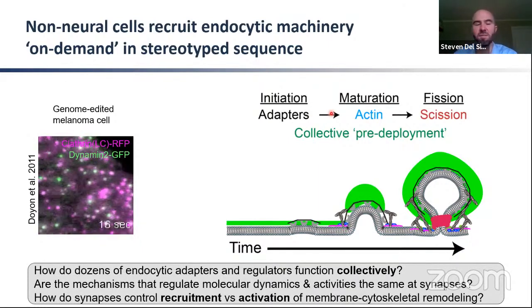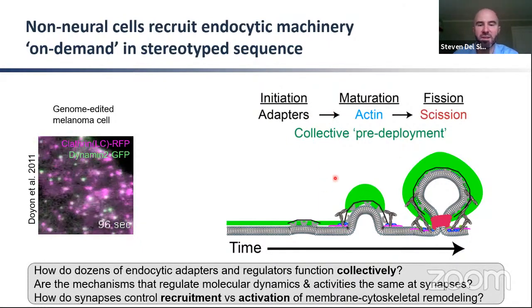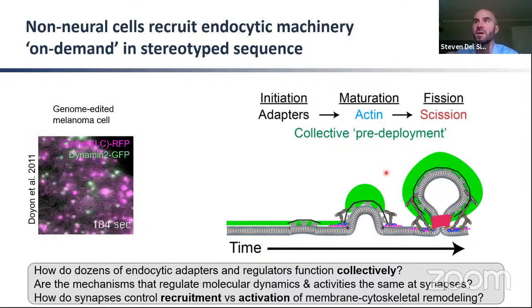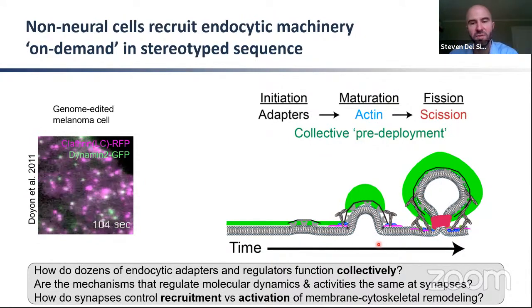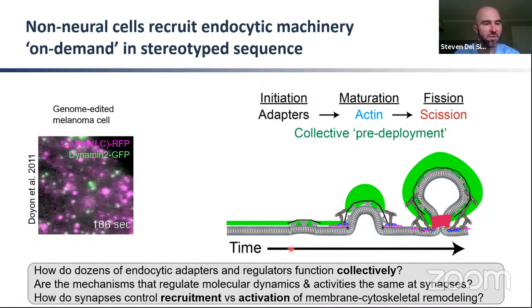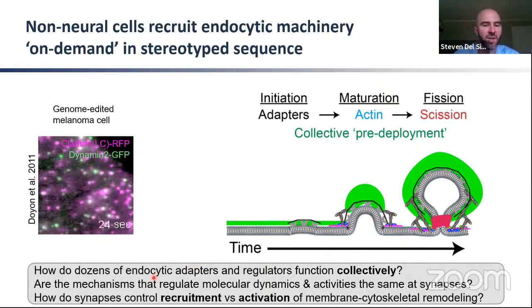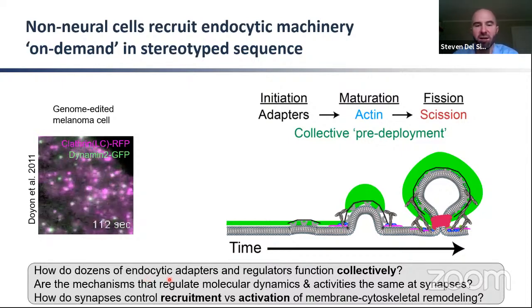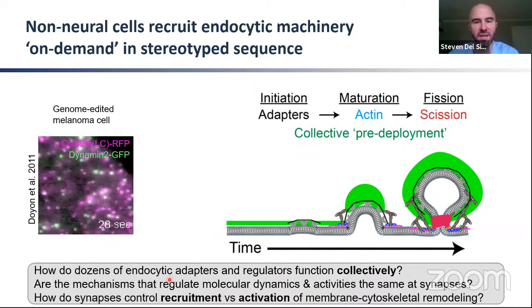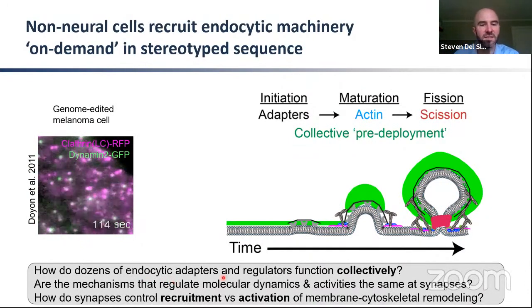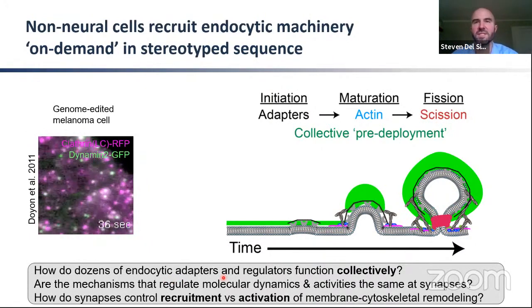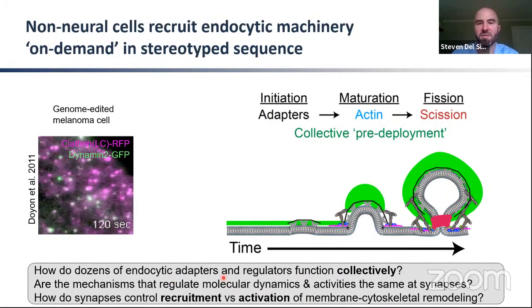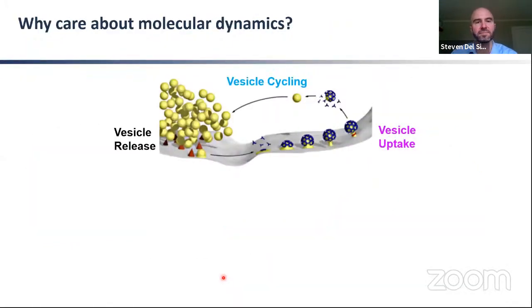And so the types of questions that I'm interested in are, how do these dozens of endocytic adapters and regulators function collectively? So most work is really focused on individual mutant phenotypes or pairwise regulatory interactions. Are the mechanisms that regulate the molecular dynamics and activation of these proteins the same at synapses as at non-neuronal cells? And then ultimately, how do synapses control the recruitment versus the activation of this endocytic machinery?